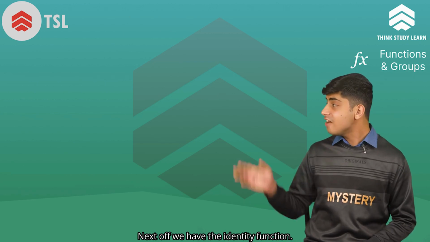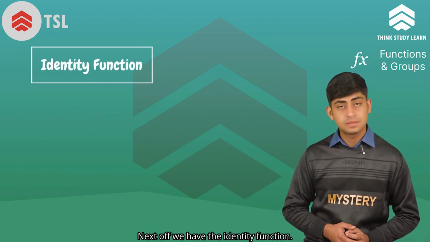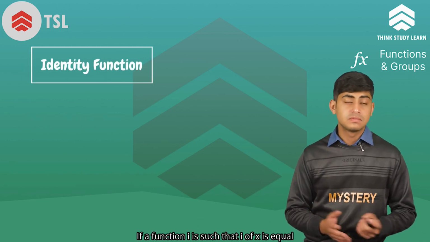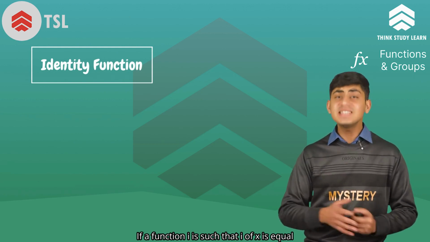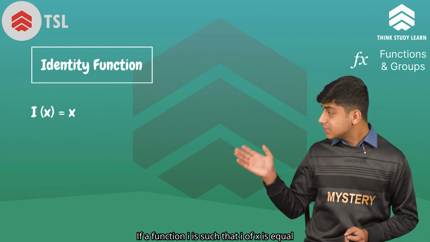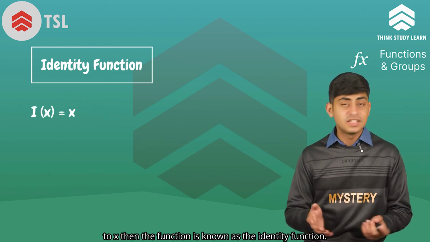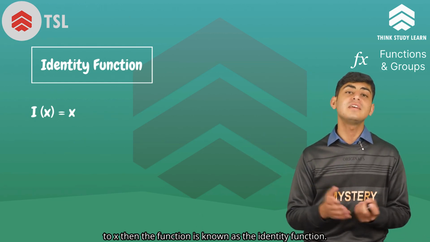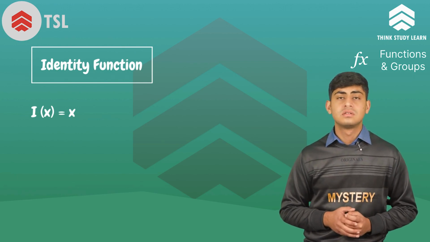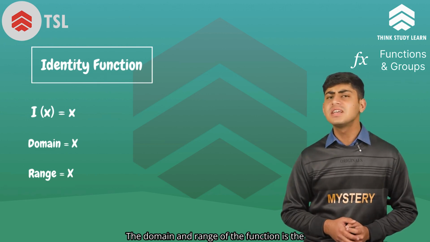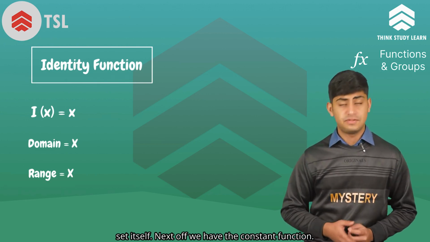Next off, we have the identity function. If a function I is such that I(x) = x, then the function is known as the identity function. The domain and range of the function is the set itself.